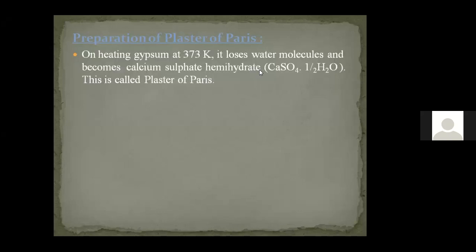Have you heard the term plaster of Paris? Where do we use the plaster of Paris? Yeah, fracture. In case of hospitals. Yeah, in hospitals it will be used. Correct? Okay, so how can we prepare the plaster of Paris? The plaster of Paris can be obtained from gypsum.